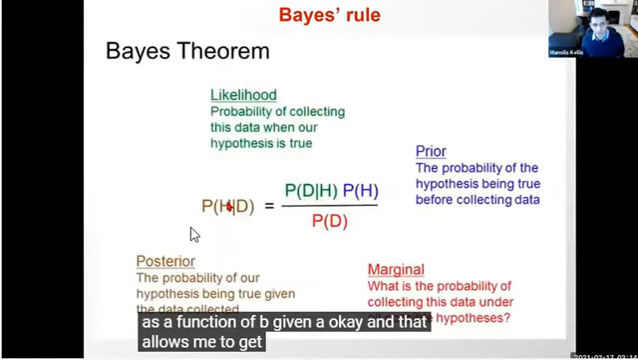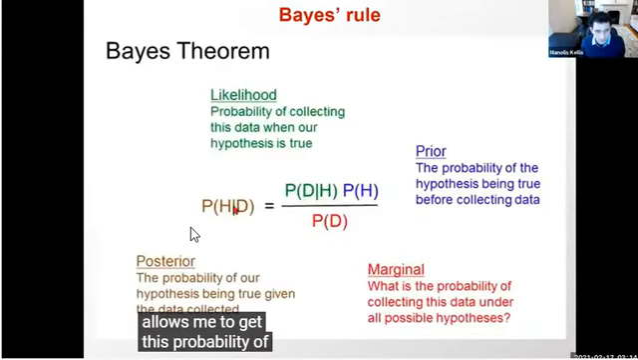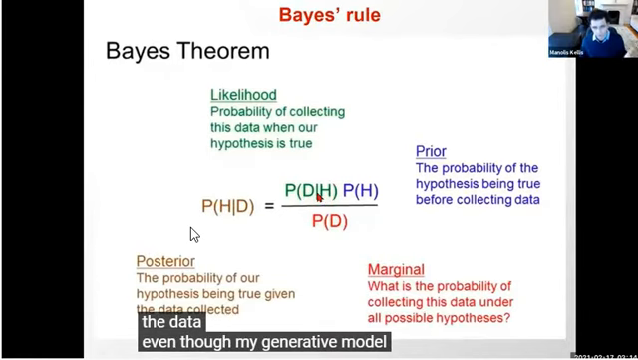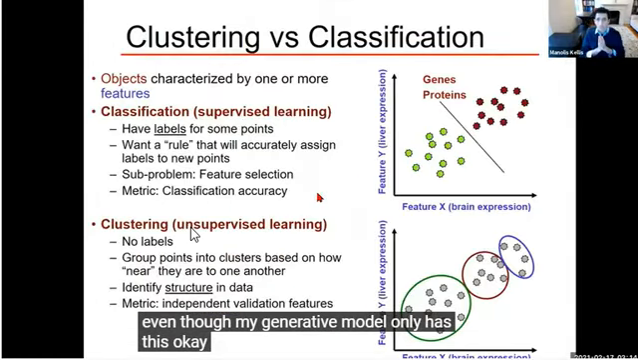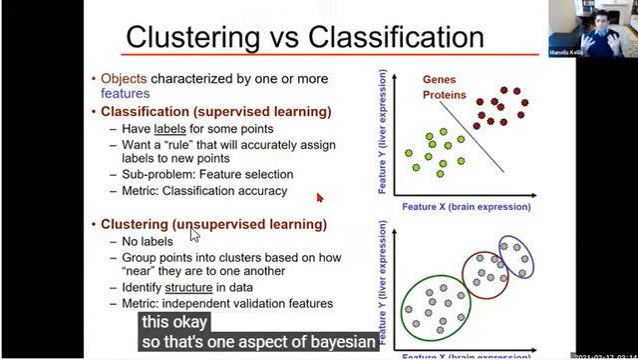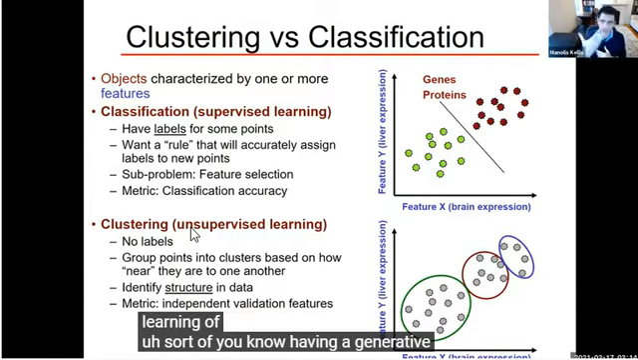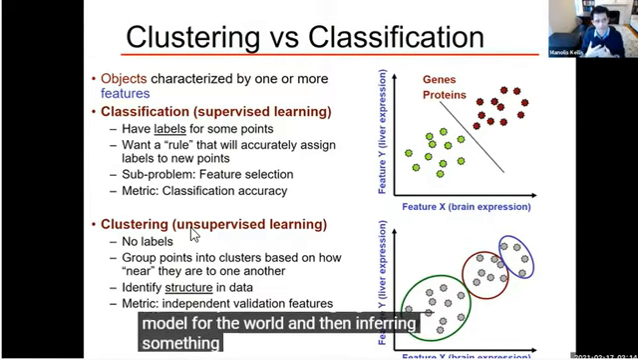And that allows me to get this probability of the hypothesis given the data, even though my generative model only has this, okay? So that's one aspect of Bayesian inference. This is going to be one aspect of this classical machine learning of having a generative model for the world and then inferring something about that.